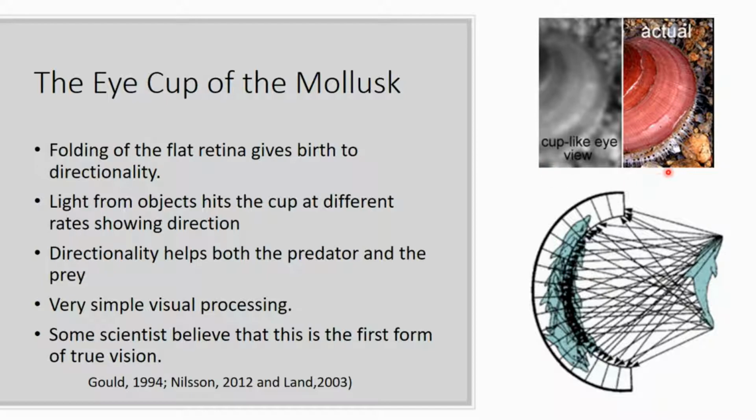Here is a simple view of what that would look like. There isn't very much detail, but what this does is it opens a new realm of possibilities. Now, a species can understand if a predator is moving in its direction or not, from side to side. And prey can also know if its food source has moved past it. This is very simple processing, and some scientists believe it is the first form of true vision.